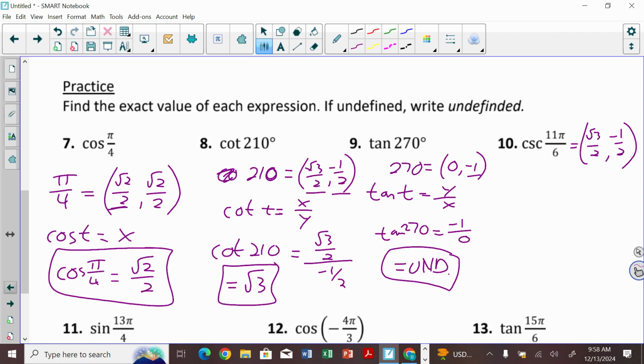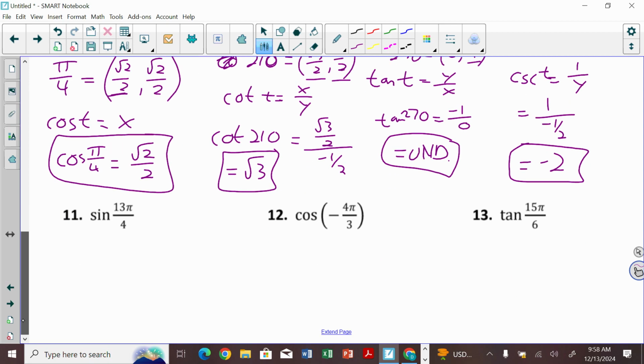square root of 3 over 2 and negative 1/2. So as I keep going here, looking at cosecant of t, it is 1 over y. So it's going to be 1 over negative 1/2 because that's the y value here. And again, simplifying, multiplying by that negative 2 gives me a negative 2 for my answer here.